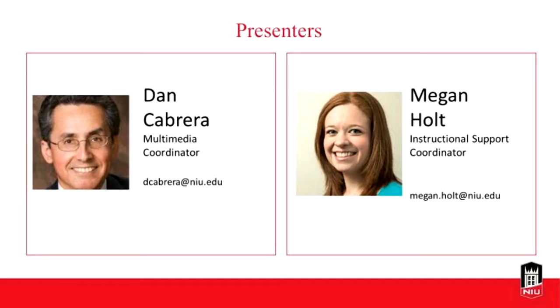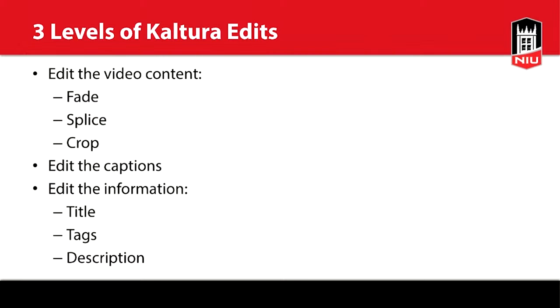There's actually 3 layers of edits that we can do. So you can actually edit the video content, and that's what I'm going to start us off with. With the video content, you can fade in and out of a video. You can do a splice, and you can also crop the ends of the video. So I will actually give live demonstrations of that. From there, you can also edit the captions, and then you can edit the video information, which would include the title, the tags, and the description.